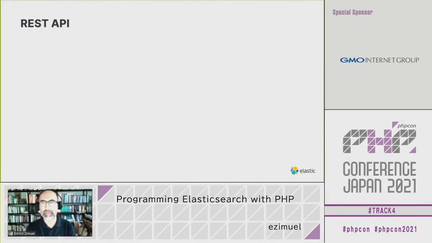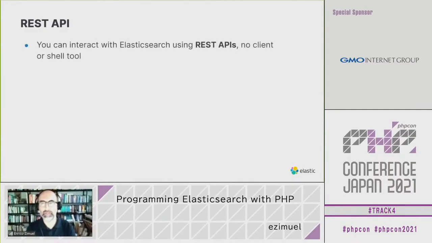The cool feature of Elasticsearch is that it is REST API oriented. That means all the interaction with Elasticsearch is provided by a REST API. So there is no client or shell tool. This is actually very nice in the sense that you can interact with Elasticsearch in any different scenarios, with different computer languages, environments, whatever.